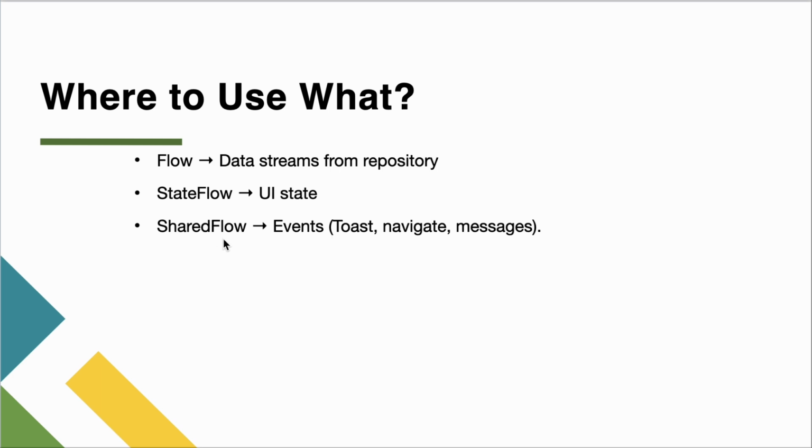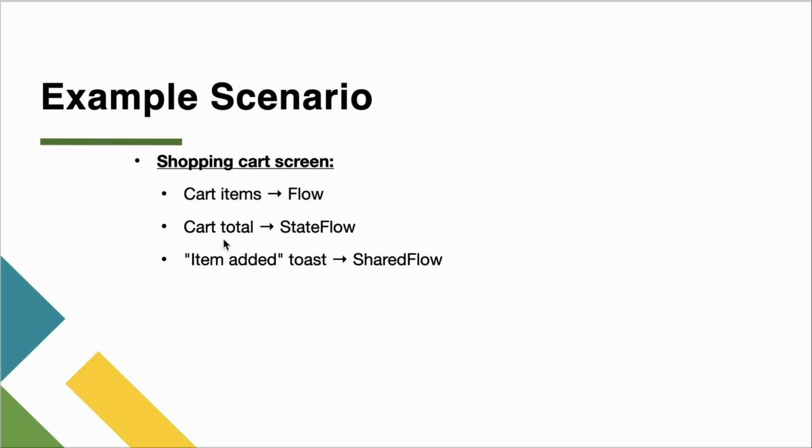Okay, so the example scenario I would say is a shopping cart screen. The cart items are nothing but the Flow. The cart total is nothing but the StateFlow, the latest value. The item edit toast is basically SharedFlow. Understood? I hope this example makes much more sense to you to actually differentiate between all the three categories.